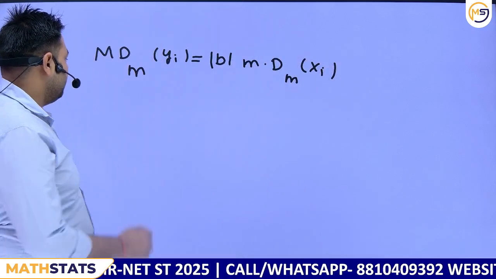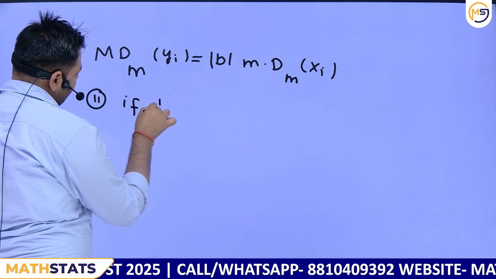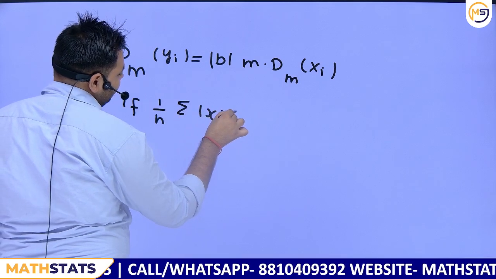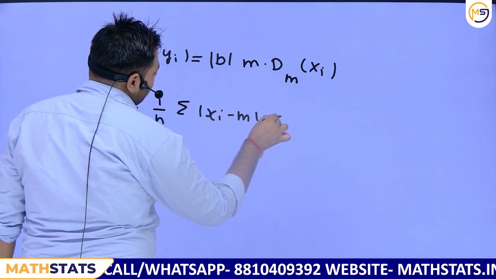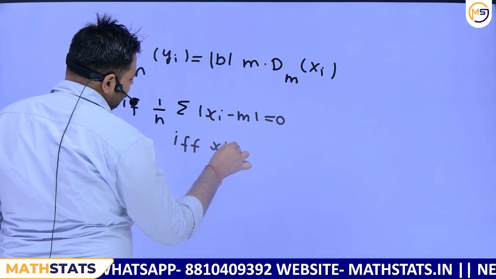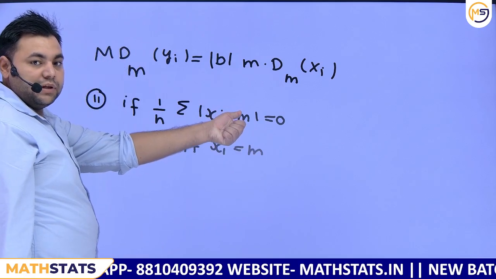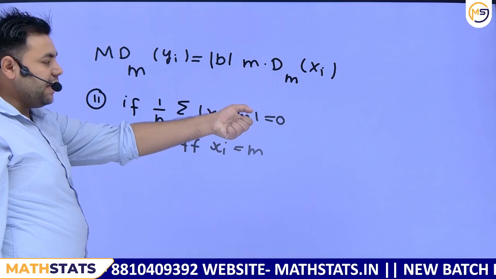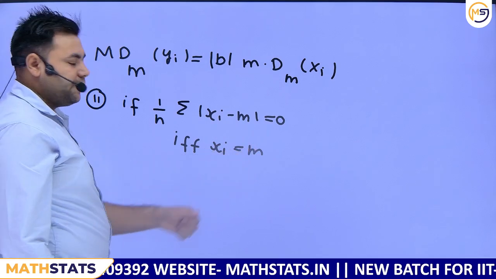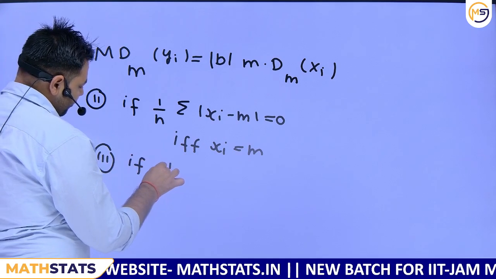So that is the first property. Second property: 1 upon n summation mod of xi minus m, meaning the mean deviation about m, equals 0 if and only if xi equal to m. If the mean deviation of xi about m equals 0, then if and only if xi equal to m.